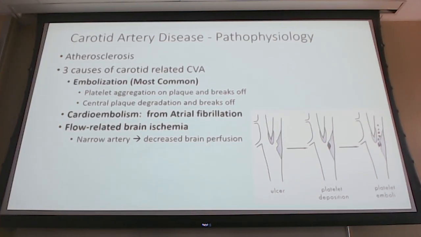Or it's flow related. You have a narrowing artery or spasmed artery, or if you have hypoperfusion, hypovolemia type effect. Anytime you have decreased brain perfusion, you can have these things.